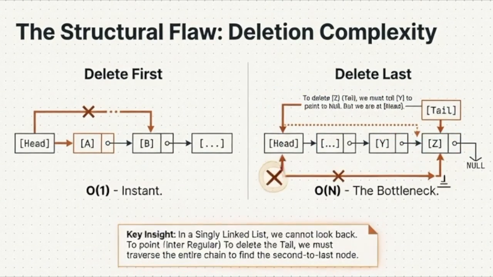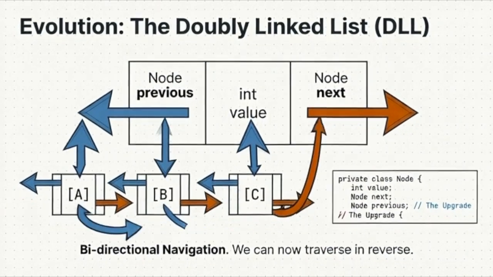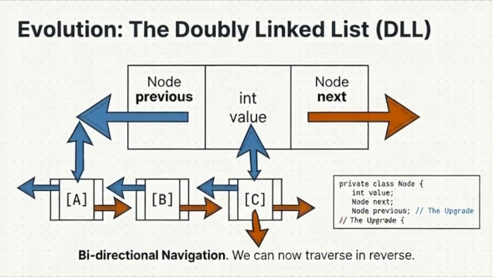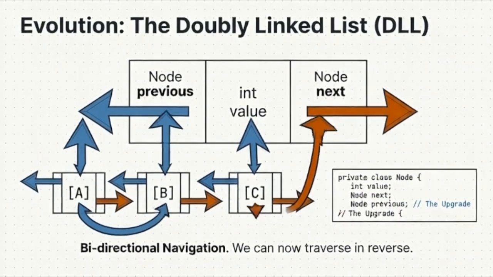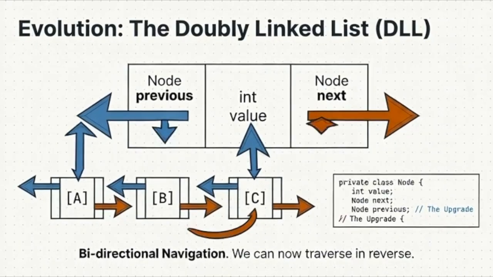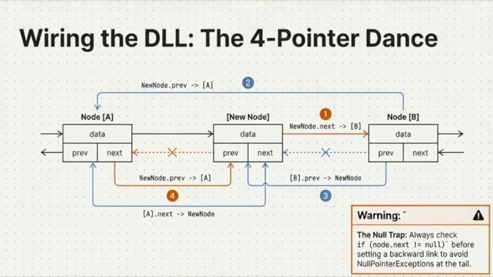This leads us to our next evolution. To fix the looking back problem, we upgrade to the doubly linked list. The node gets an upgrade. Now you can see in the code there is a node previous. This is the upgrade. This gives us bidirectional navigation. We can go forward and backward. However, this power comes with responsibility.